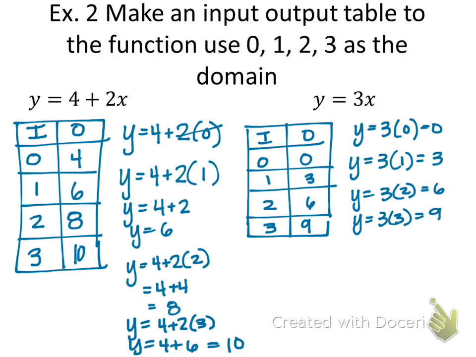Okay? So for the input of 0, I have an output of 0. For the input of 1, output of 3. 2, 6, 3, and 9. Are these functions? Yes, because for every input, there is only one output. Okay? What letter represents domain? X. What letter represents range? What letter represents input? X. What letter represents output? Y. What does Y represent? What two things? Range and output. What does X represent? Very good.